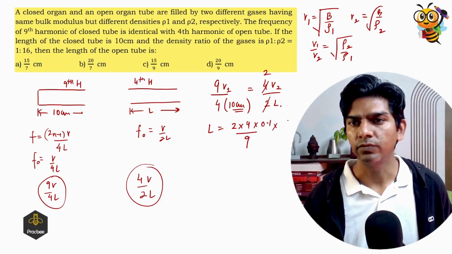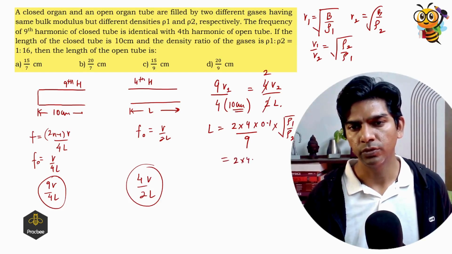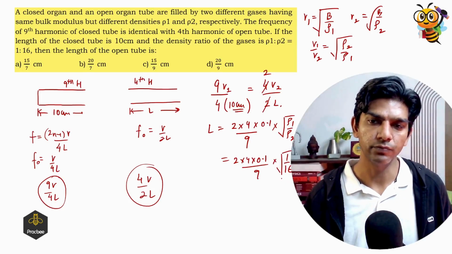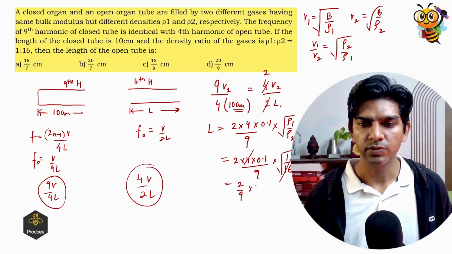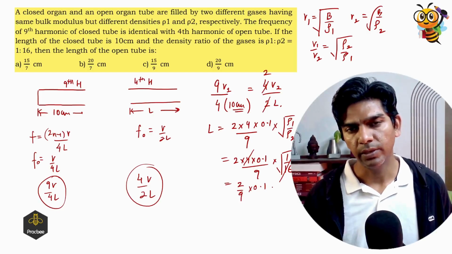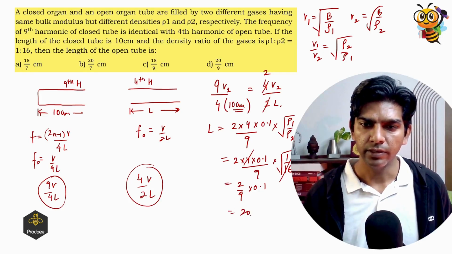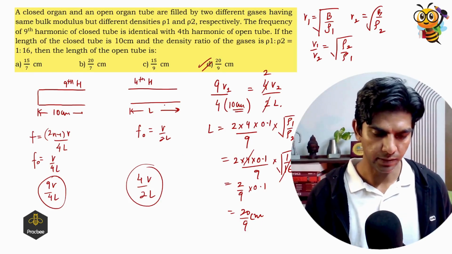Then V2 by V1, which will be root of rho 1 by rho 2, and rho 1 by rho 2 is given as 1 by 16. So that will be 2 into 4 times 0.1 by 9 times root of 1 by 16. Root of 1 by 16 is 1 by 4, so this will get cancelled out. So we're getting 2 by 9 times 0.1. If I multiply this with 100 to convert into centimeters, we will get 20 by 9 centimeters. So option D is the right answer.